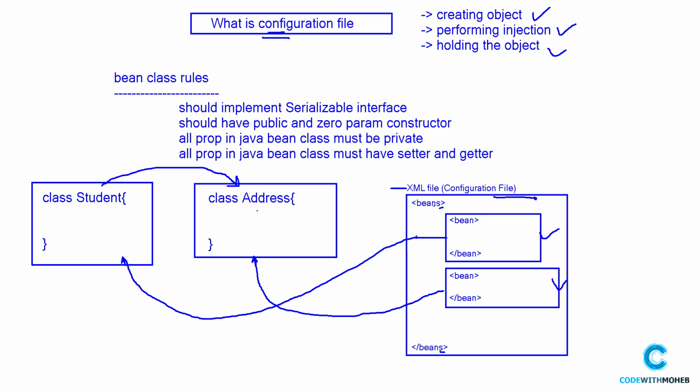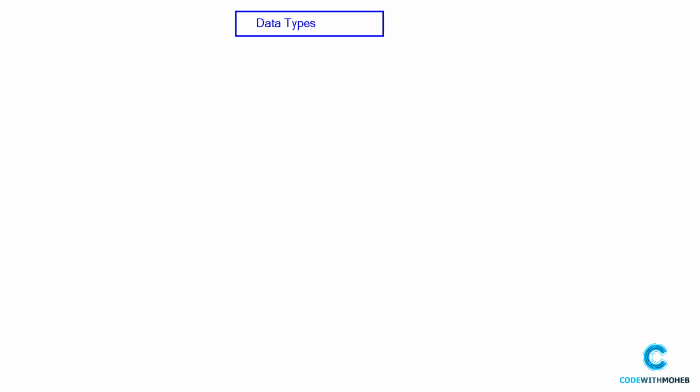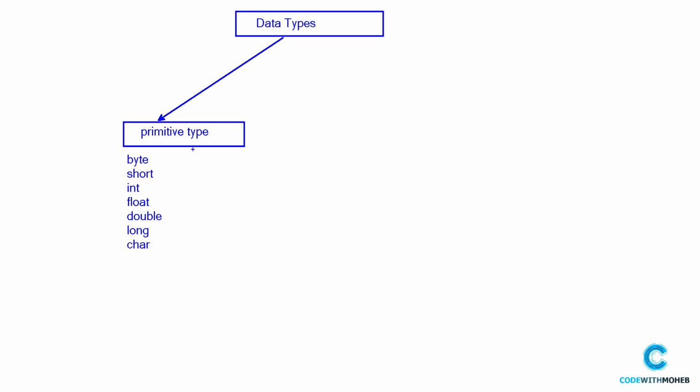Now we'll talk about the types of data that IoC can inject from one class into another class. The IoC container can inject three types of data: primitive type, non-primitive data type, and collection type. The first type is primitive type, like byte, short, int, float, double, long, and char. The second type is called non-primitive data types, which we can also call reference type or user-defined type.